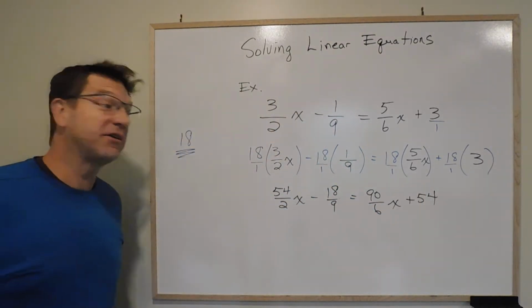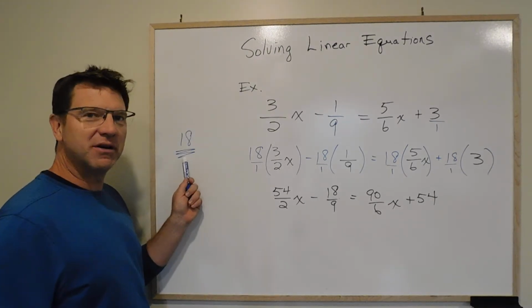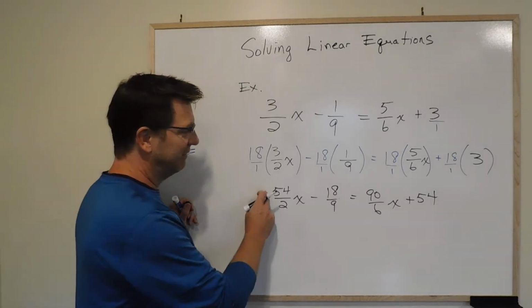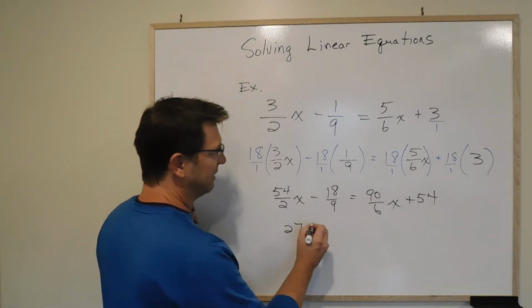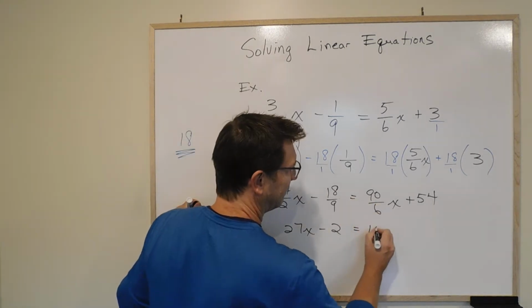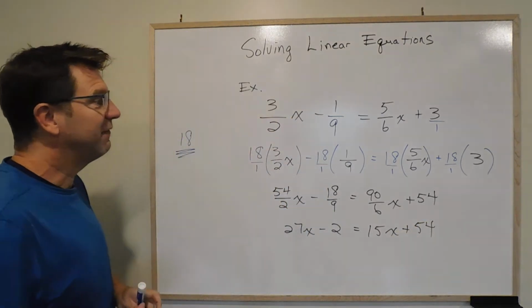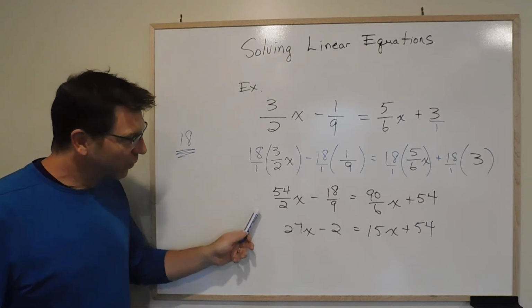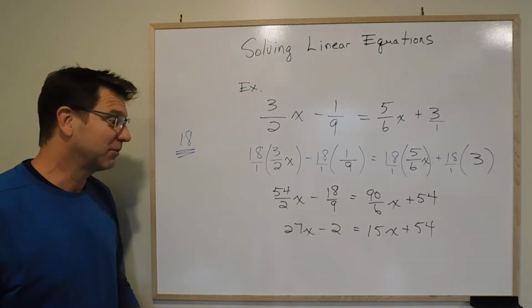And you're like, well, that didn't help much because now I just have bigger fractions. But the strategy of taking the common denominator and multiplying it out is this: you don't really have fractions. 54 divided by 2 is 27, so 27x, minus 18 divided by 9 is 2. 90 divided by 6 is 15x, and plus 54. If you multiply by the common denominator and use it as a multiplier, it'll always work. These will always drop out to be just integer numbers.